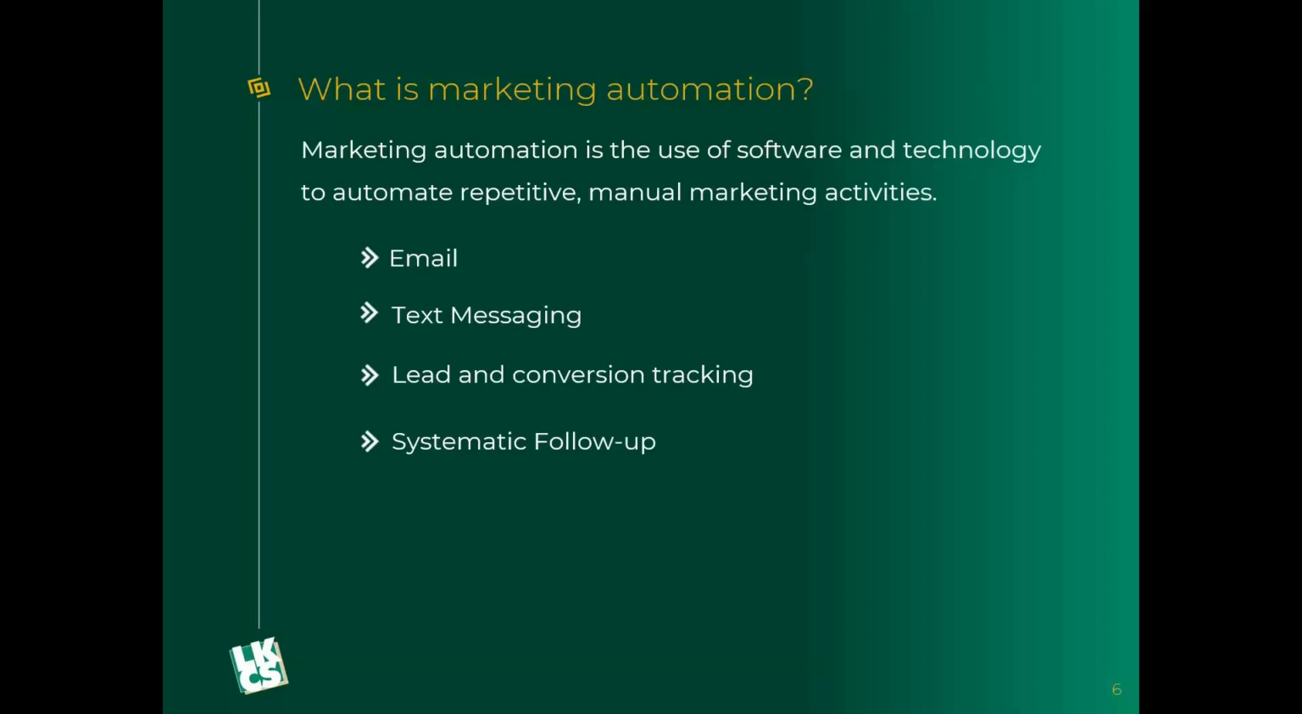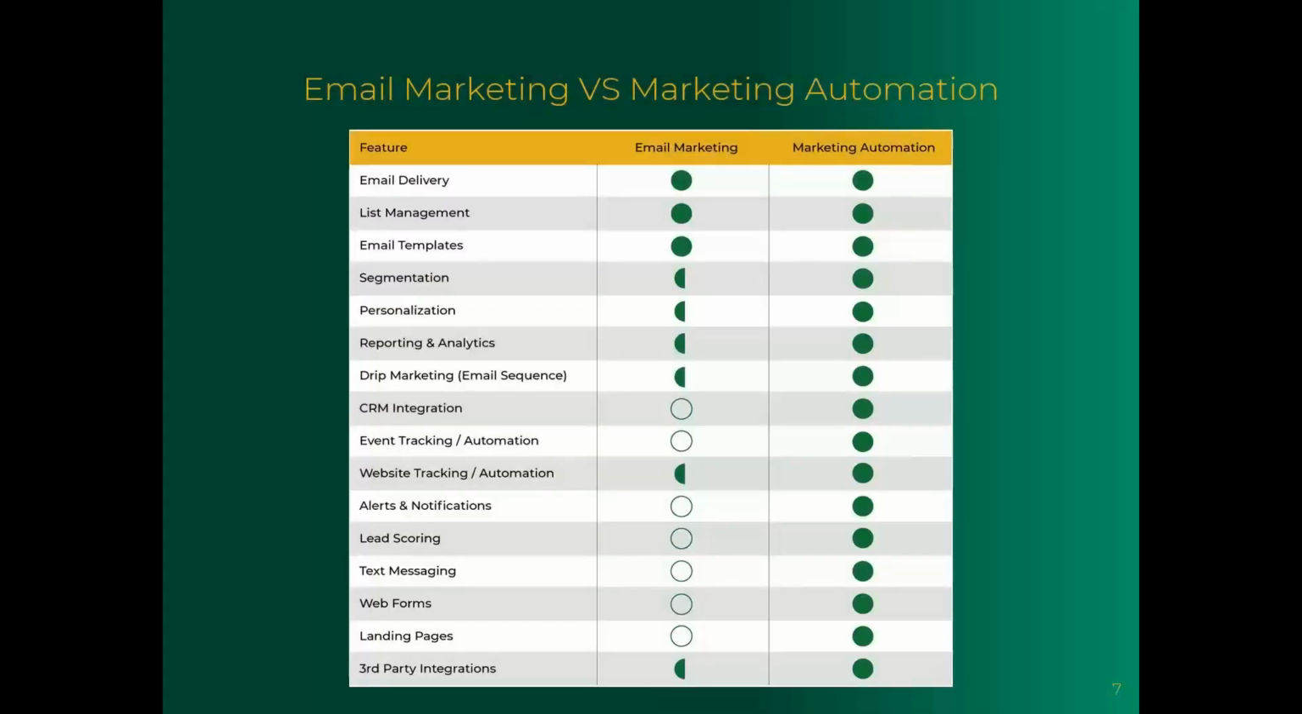You might be thinking, what's the difference between email marketing and marketing automation? Let's take a look at this chart. Email marketing can do some of the things marketing automation can, like email delivery, list management, and using a variety of email templates. But that's about where the similarities end. You can utilize some segmentation, personalization, reporting, and drip campaigns with email marketing. But the main difference between email marketing and marketing automation is the automation capabilities.